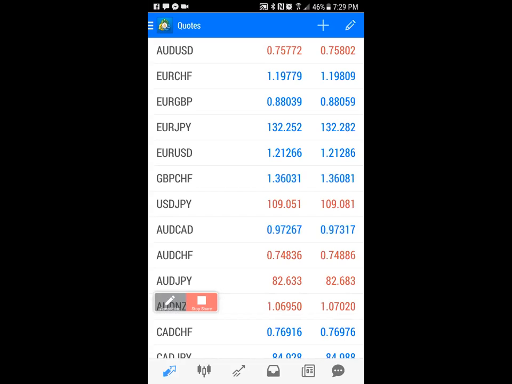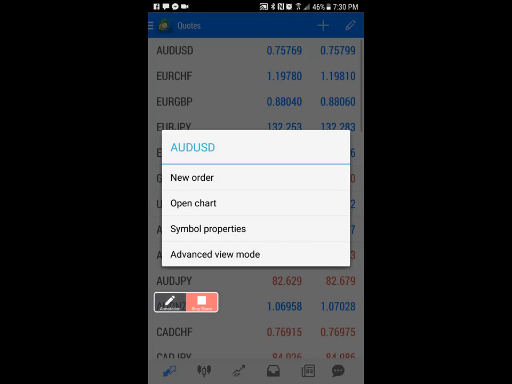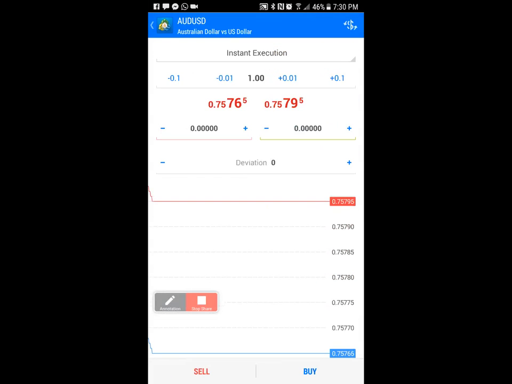So let's just say we were to go in a trade. First thing we would do, let's say we're looking at AUD USD, Australian dollar versus the US dollar. So we would tap on it. We would go to new order, right? Now look at my screen.